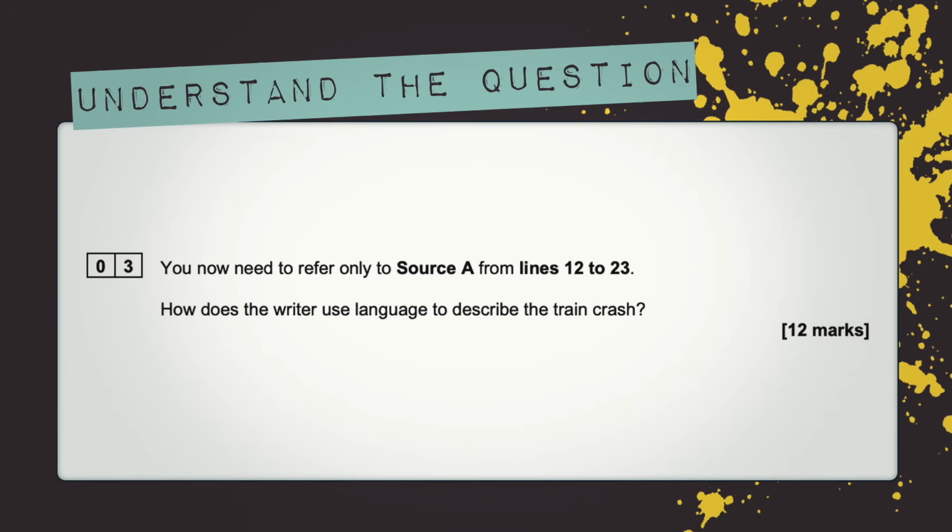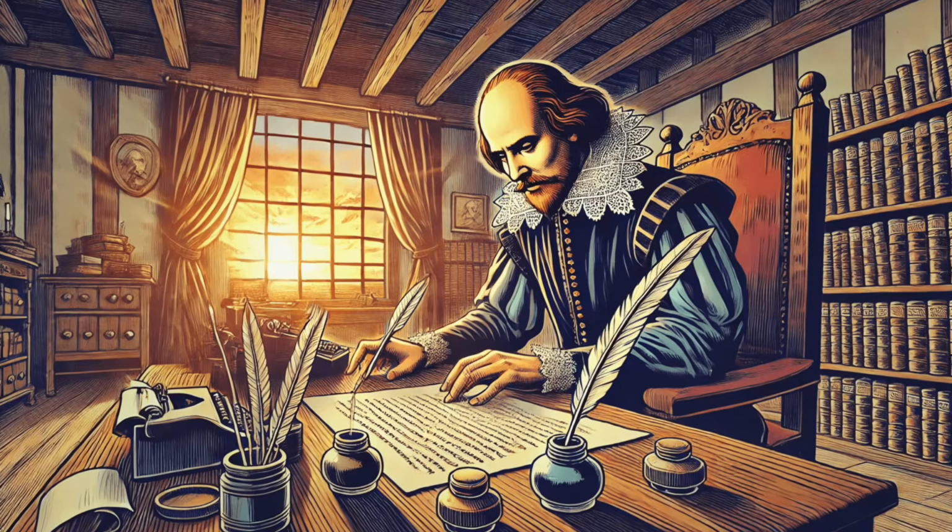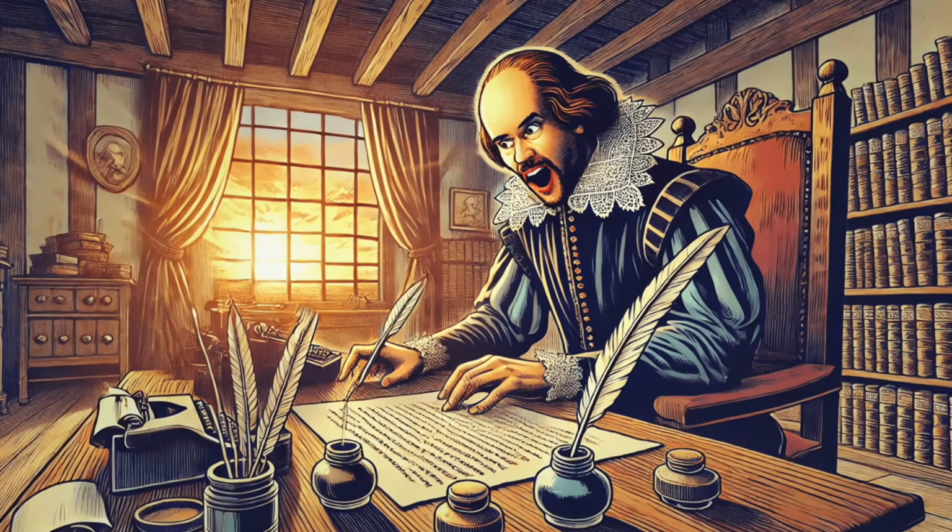Here's the first example question. You're told to look at a specific part of source A. See? In this case, it's lines 12 to 23. That's your playground. Don't wander off. Why? Because if you take quotes from outside that section, you won't get any marks. None. Zilch. Even if the quote is brilliant and Shakespeare himself would have applauded it, still no marks.